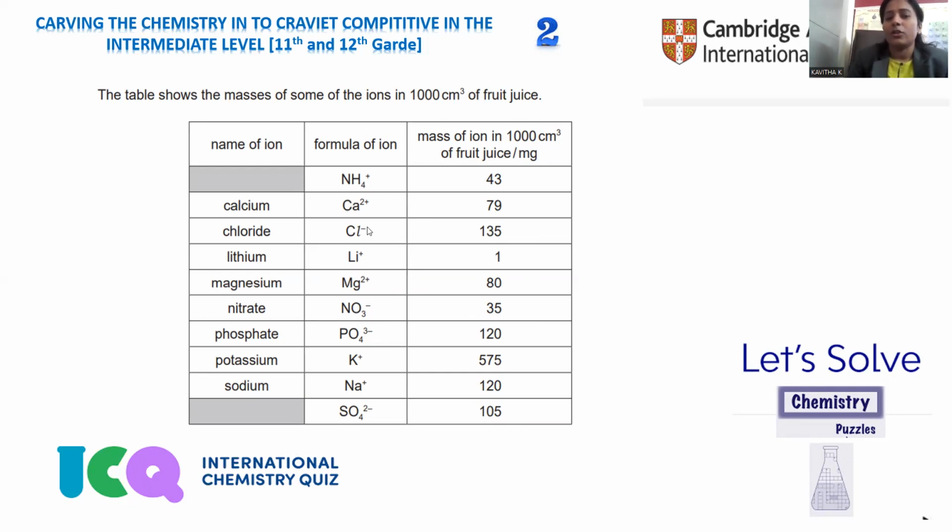Any ion which has a negative charge on its superscript is said to be a negatively charged one, an anion. Here you can find chloride ion 135 milligrams, nitrate ion 35 milligrams, and sulfate 105 milligrams. Only three anions you can notice, and the leftover are all cations. Chloride is there, nitrate is there, phosphate is there, sulfate is there. 4 ions we can locate in this table.